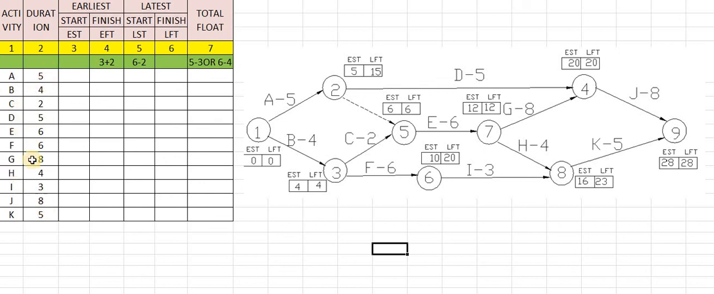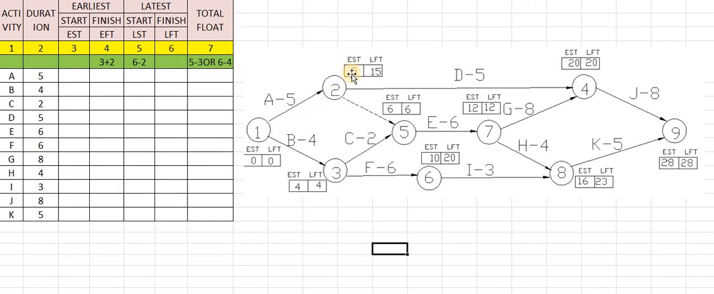In previous lectures activities were given in the form of nodes, 1 to 2, 1 to 3, but here the activities are represented by the alphabets A, B, C, D. So there is no confusion in how to find out EST or LFT. We have already calculated EST and LFT for this case, that is earliest start time and latest finish time. Depending upon this we will find out the remaining things.